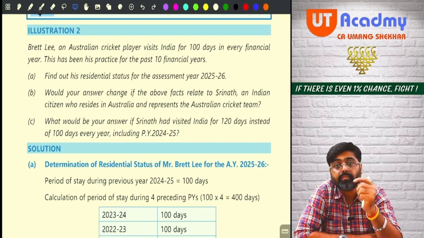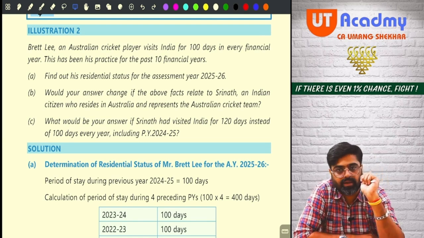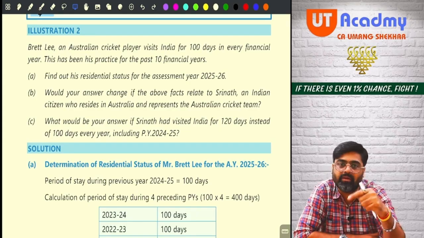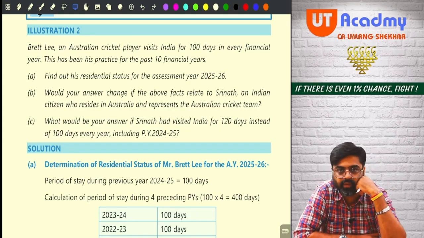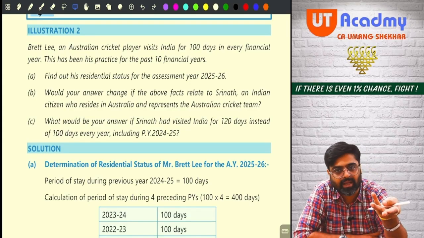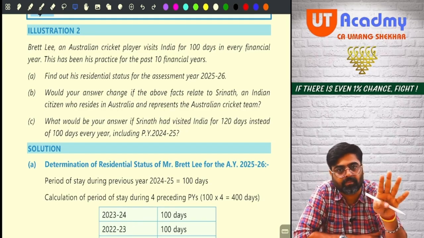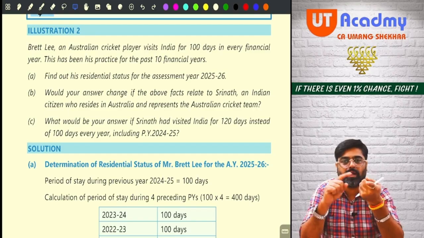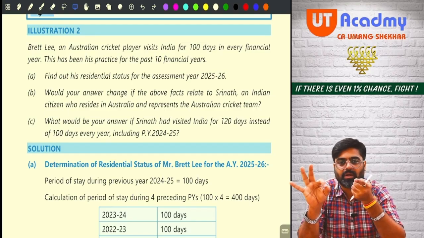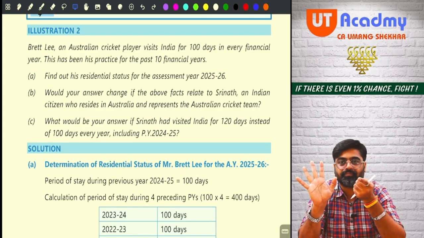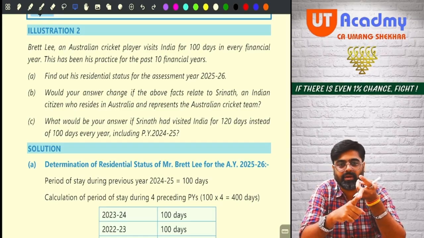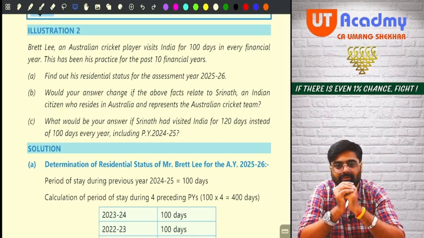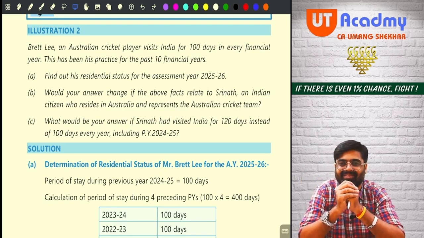Hence, even if he is coming for a visit, he will not be covered by exceptions, and neither will he be covered by a special case. Because in special case also, we cover Indian citizens and persons of Indian origin only. So tell me, Brett Lee is not covered by exceptions, neither is he covered by special case. So Brett Lee is covered by normal case.